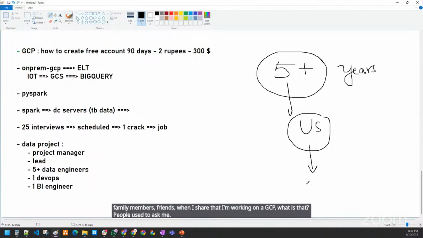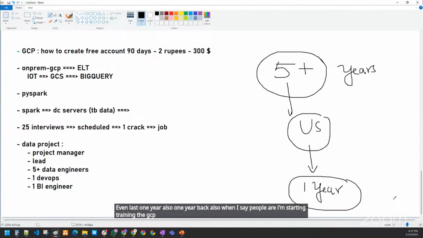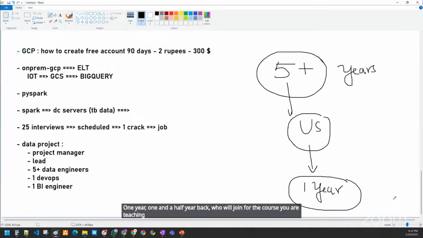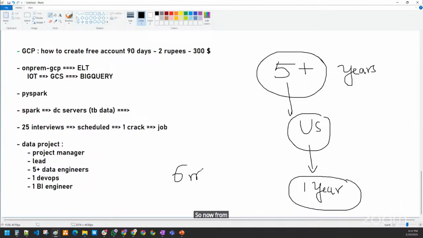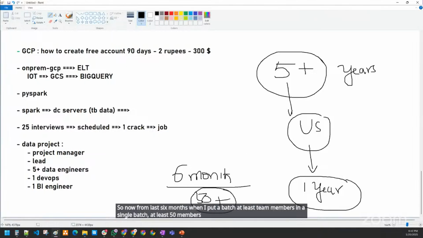Even one year back, when I said I was starting GCP training, who would join? One, one and a half years back, who would join the course? You are teaching, that is fine, but who will join? Now, for the last 6 months, when I put up a batch, at least 50 members join a single batch, at least minimum.